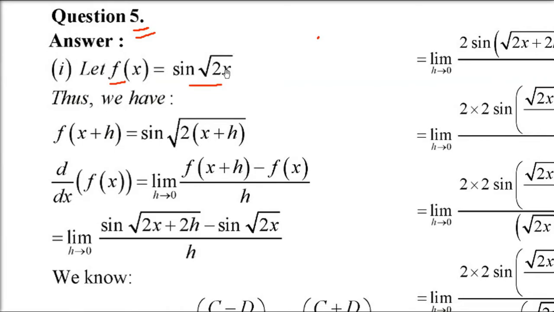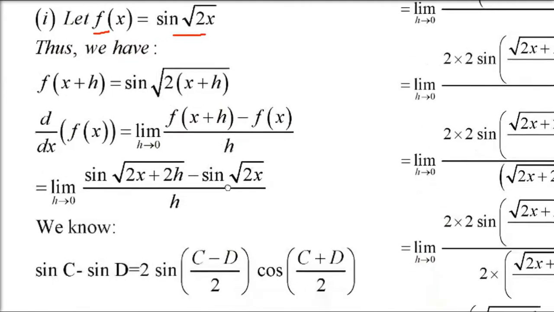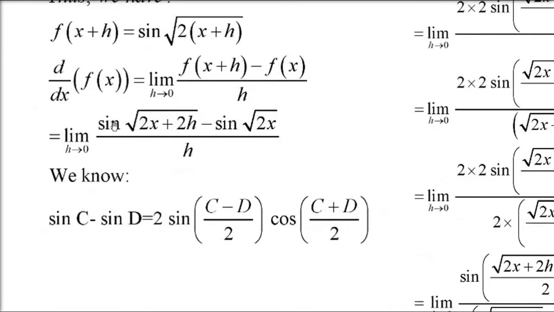Now this sin(x + h) means x is x + h. So 2x + 2h will be f(x + h) minus f(x). That is the same thing, sin of root 2x by h. Now what can you do here? Because this is f(x + h) minus f(x) by h.